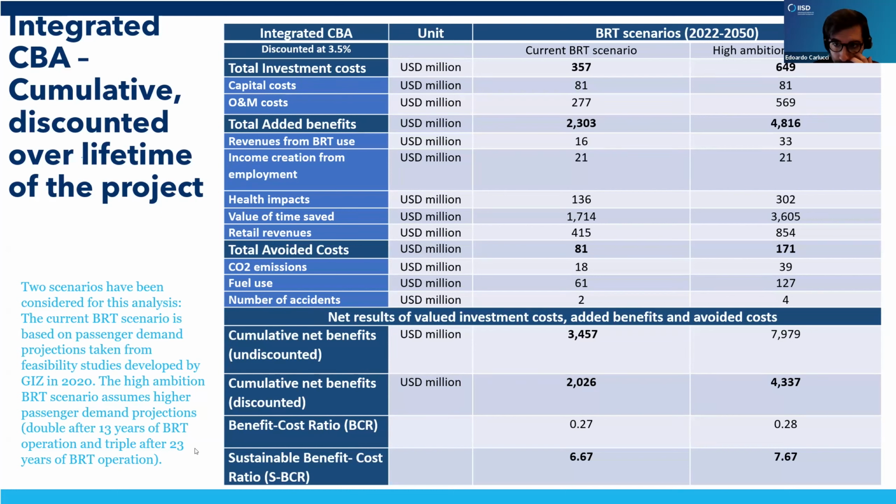So as you can see already in terms of values, we have monetized and we have calculated the total added benefits and the total avoided cost that are generated by the project, and these are then analyzed through specific indicators. For example, the benefits to cost ratio. But we will see this just after.